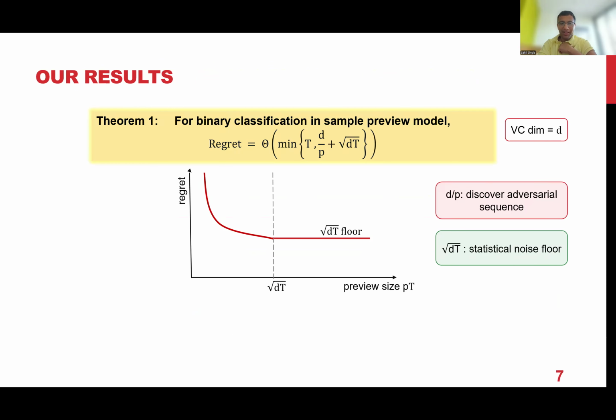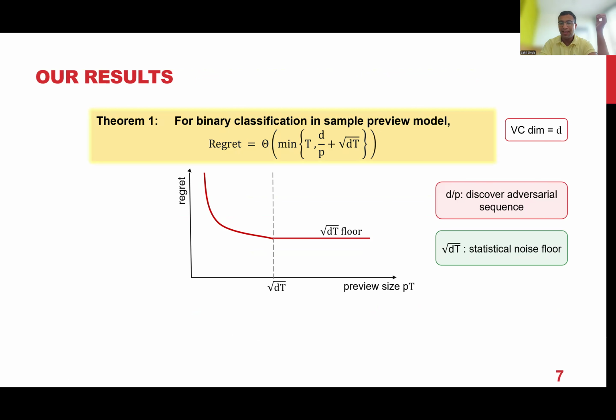Our first main result is that for this binary classification problem in this preview model, in general, let's say the VC dimension is D, the guarantee that you get is the min of T. Of course, the regret is bounded by T. The real terms are D over P plus square root DT. So what does this mean?